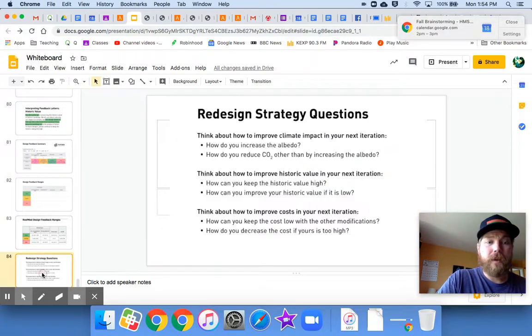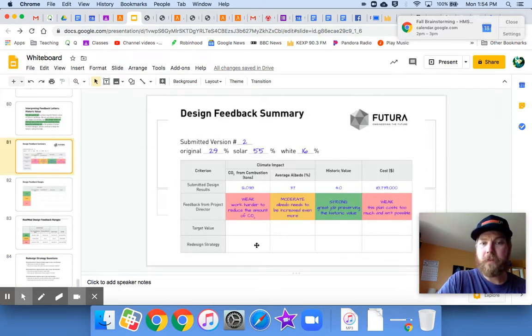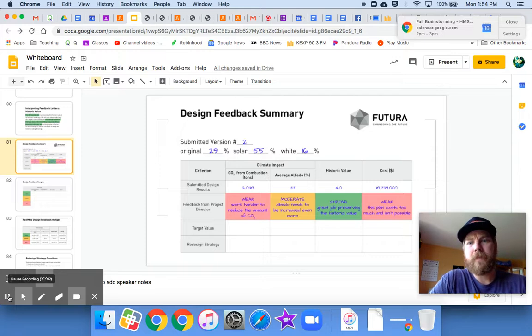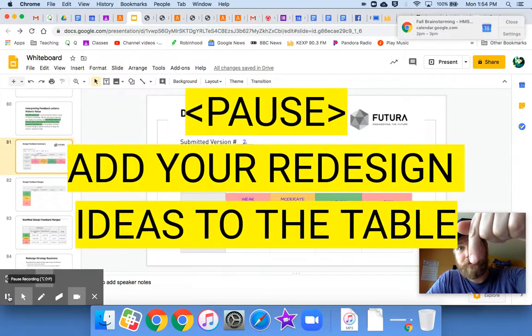Something like that. So there are all of these questions for all of those categories that I want you to think about, and I want you to look at your optimal design that you had submitted and think, okay, what do I need to do for each of these categories? Maybe yours was fine. Maybe you had a great albedo. So you just need to make sure you keep it at a certain level. You don't need to add more white roofs or anything like that. So anyway, think through those questions. Think about how am I going to redesign my design. Do that right now. Pause.